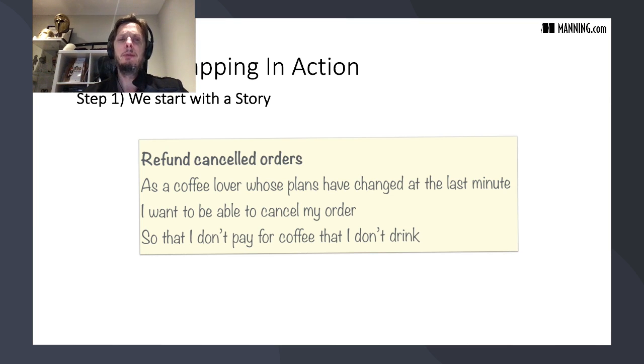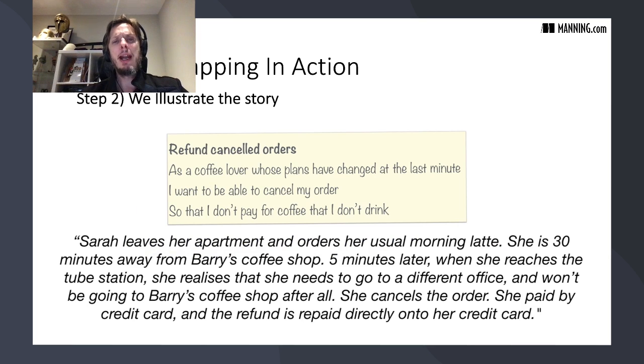So this feature, refund cancelled orders, the way it's phrased is a fairly standard Agile way. But to really get a grip on it, to really understand the subtleties, I find it really useful to write a detailed illustration of that story. So basically, walk me through this, tell me how it works in the real world. And this doesn't have to be done in the feature mapping workshop. It can be done beforehand, because it's basically the product owner or the BA relating how this story works in the real world.